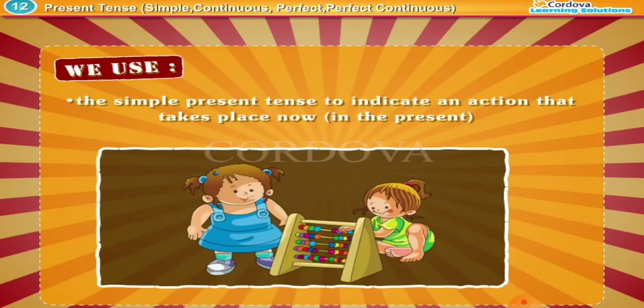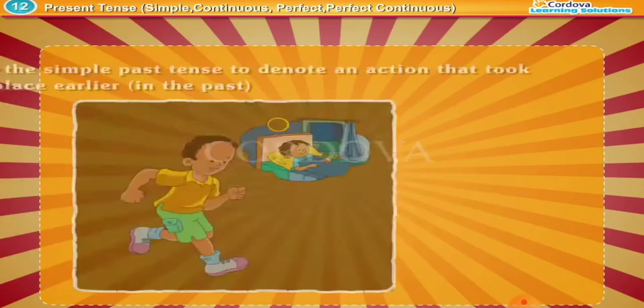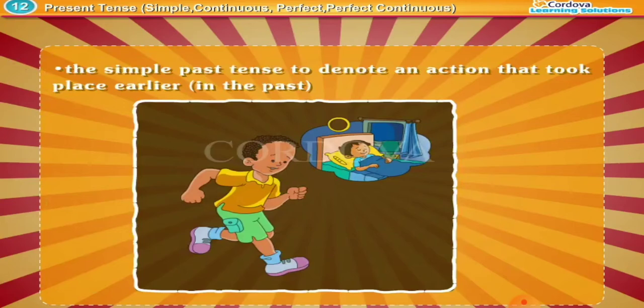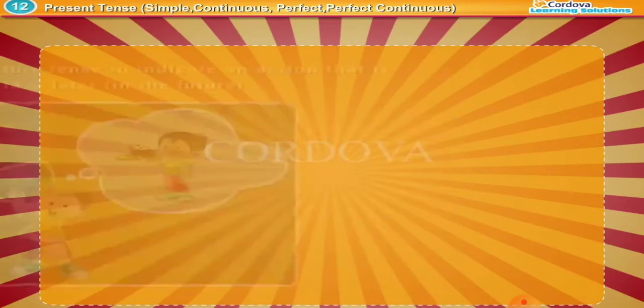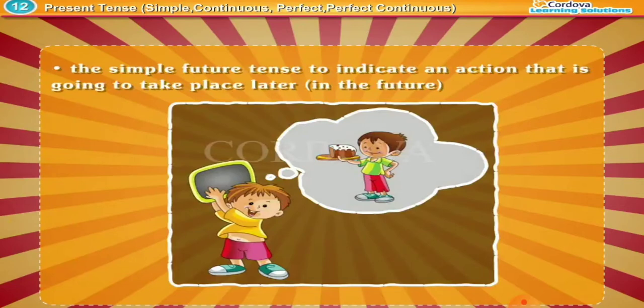We use the simple present tense to indicate an action that takes place now, in the present; the simple past tense to denote an action that took place earlier, in the past; and the simple future tense to indicate an action that is going to take place later, in the future.